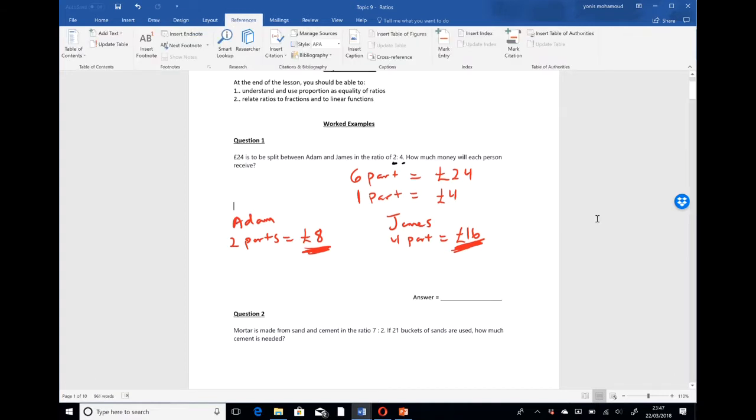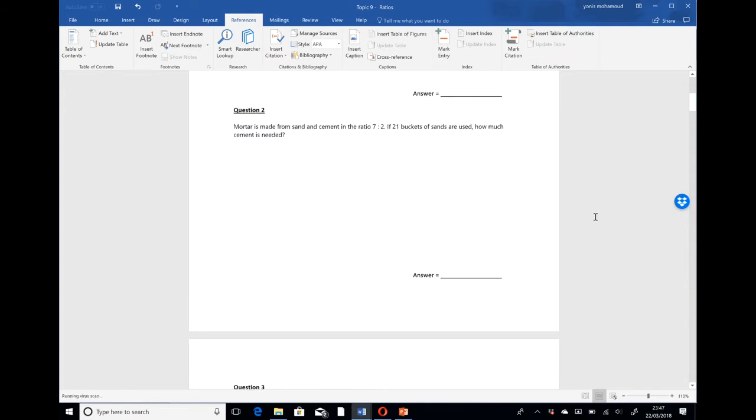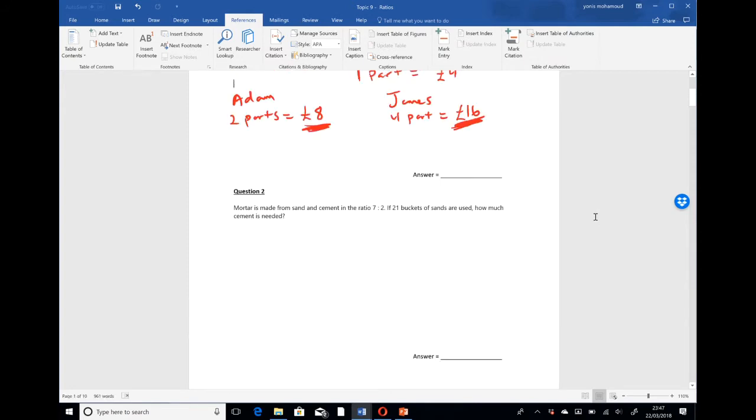Let's go over question number 2. Question number 2 asks, mortar is made from sand and cement in the ratio of 7 to 2. If 21 buckets of sand are used, how much cement is needed? To make one mortar, you need 7 sand and 2 cement. The question says we use 21 sand. So how much cement do we need to make mortar?